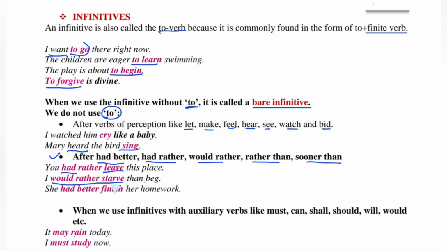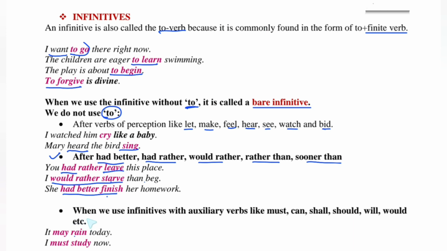This is the first form of the verb, the bare infinitive. She had better finish her homework. So we use these phrases when we want to show preferences, give some advice, or give some warning. Then we use phrases like had better, had rather, would rather and rather than. And after these phrases, we use the first form of the verb without to.